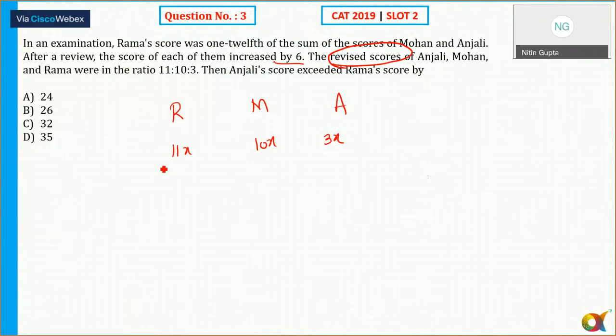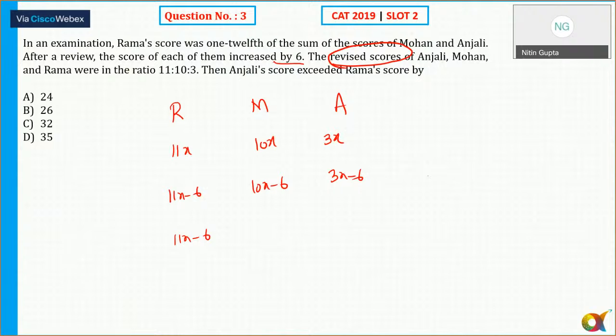This is the revised score. So what is the initial score? The initial score must be 11x minus 6, 10x minus 6, and 3x minus 6. And Rama's score is 1/12 of the sum of the scores of Mohan and Anjali. So 3x minus 6 is the score of Rama. It is Anjali, Mohan, and Rama.